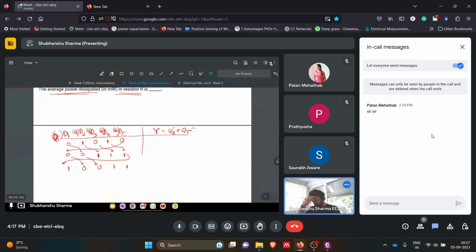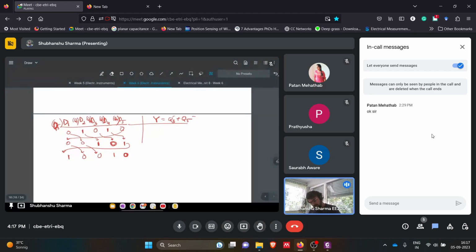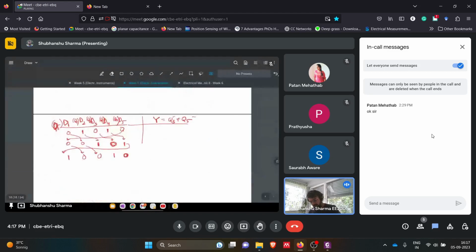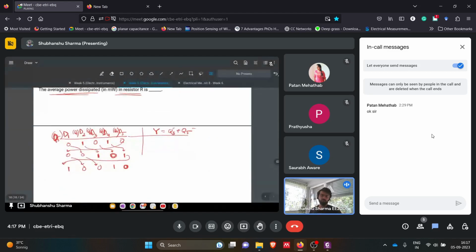Okay, this will be 0 for the next step. They are saying, for a 30% duty cycle, what will be the power dissipated? We have to see when this Y output starts repeating itself, and we will go only till that point.